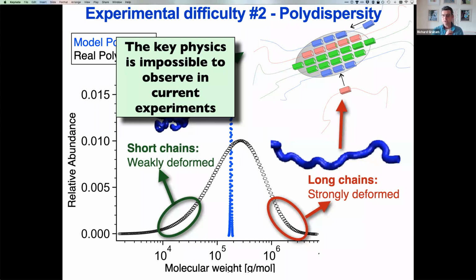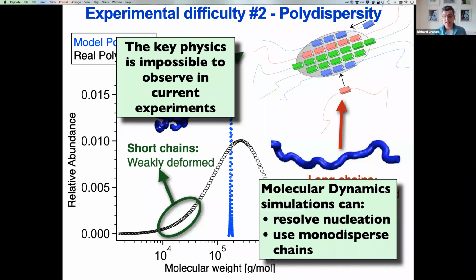And this makes it very, very hard to get at the key physics of the problem, because you can't do an ideal experiment. You have this mixture of molecular weights. And even if you could, the key step is happening on such a fine time and length scale that you can't really see it. You can just see what's happening afterwards.